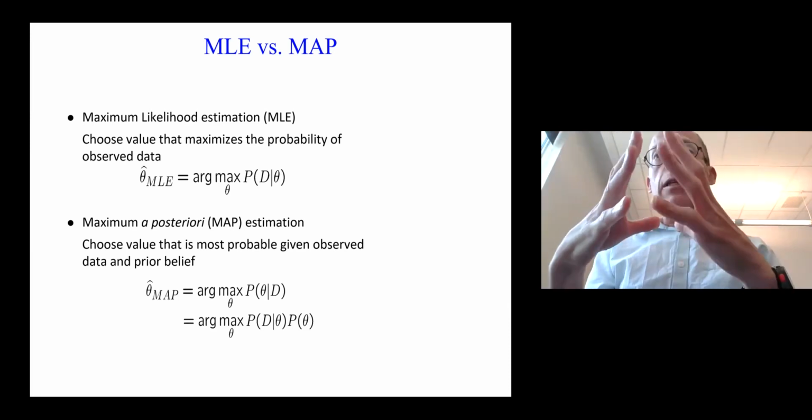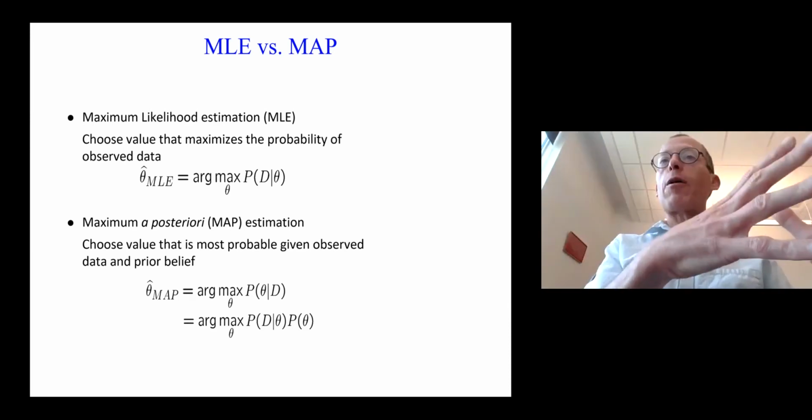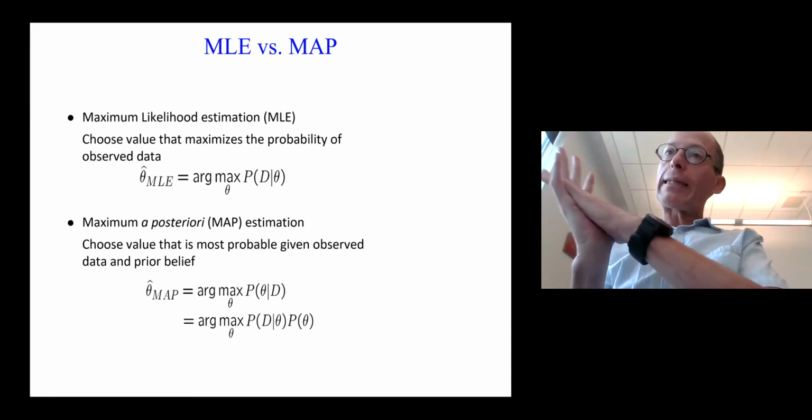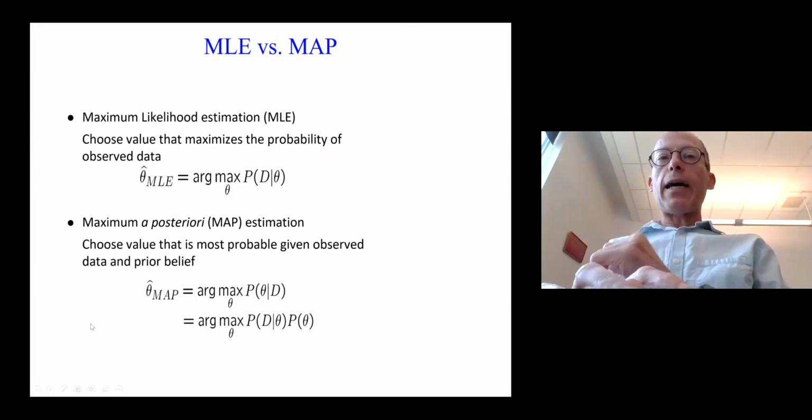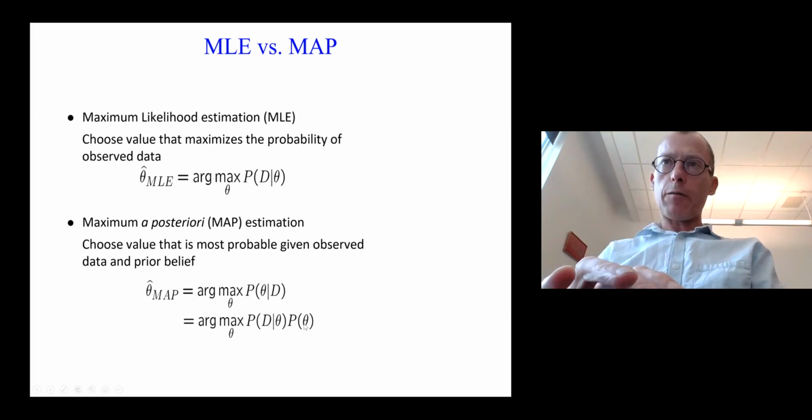If we collected relatively small amounts of data, then the prior has a big impact. So that's the MAP estimate, maximum a posteriori. And usually it's the argmax of the probability of the data given the model times the prior probability of the model.